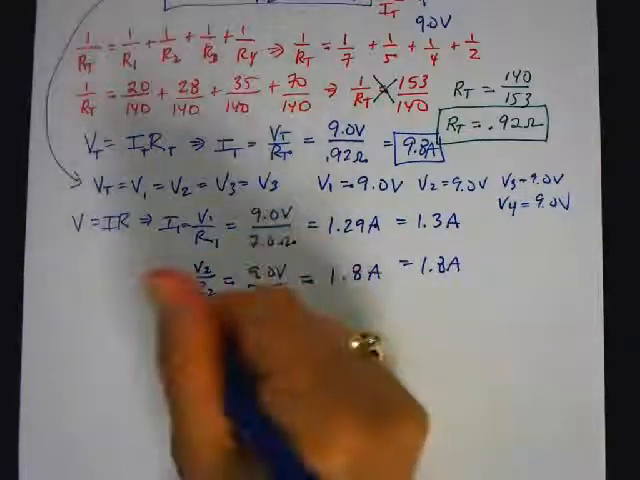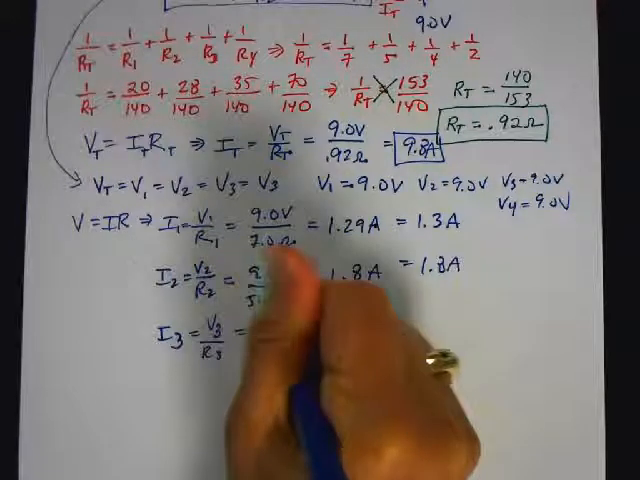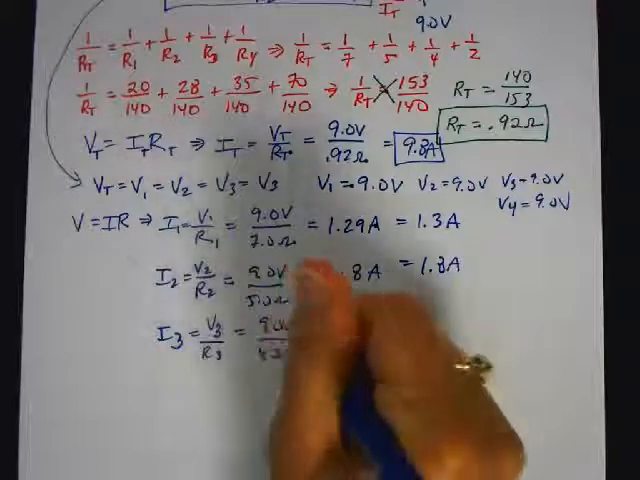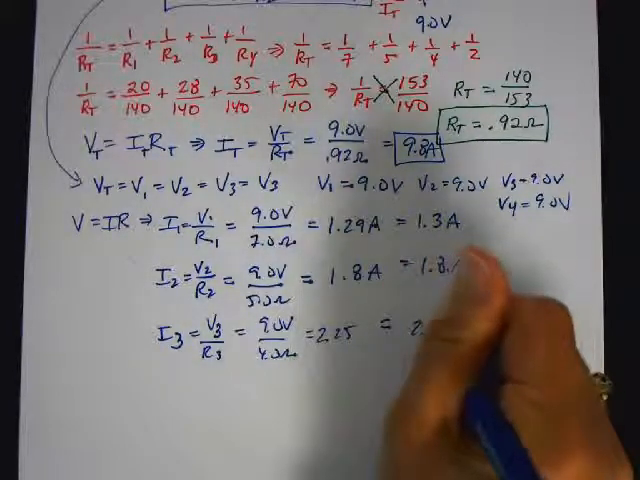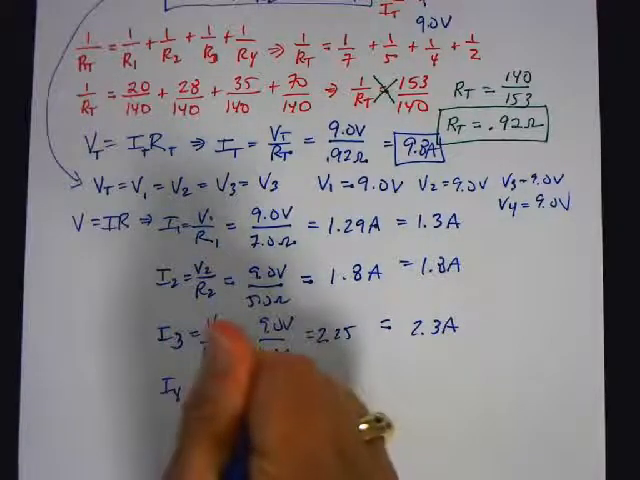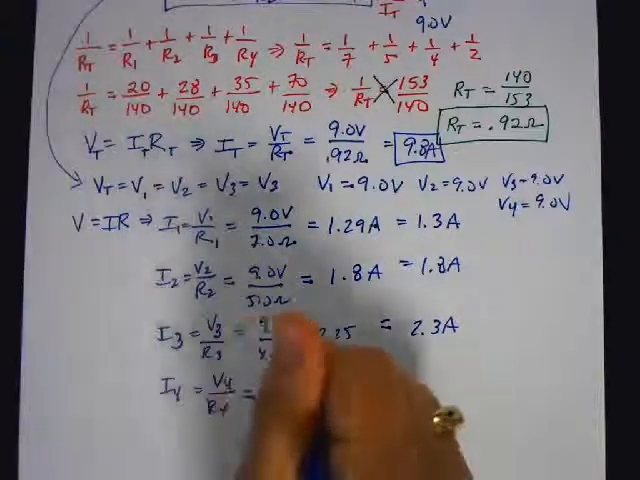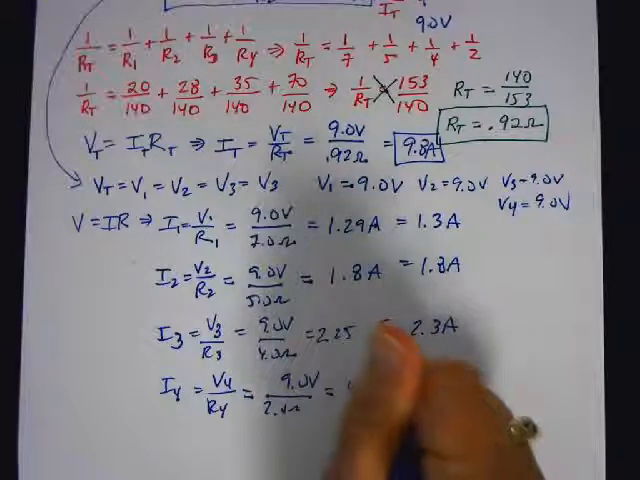I3 is equal to V3 over R3, which is 9 volts over 4 ohms, which is equal to 2.25, so we'll say 2.3 amps. And then I4 is equal to V4 over R4, which would be 9 volts over 2 ohms, which would be 4.5.